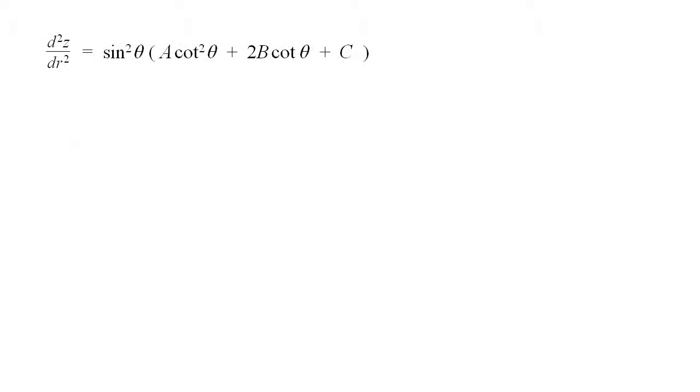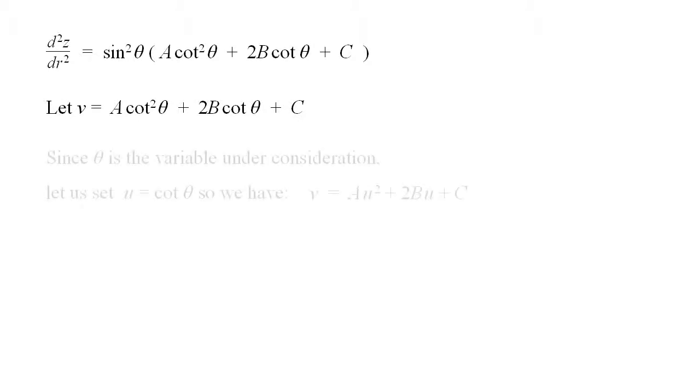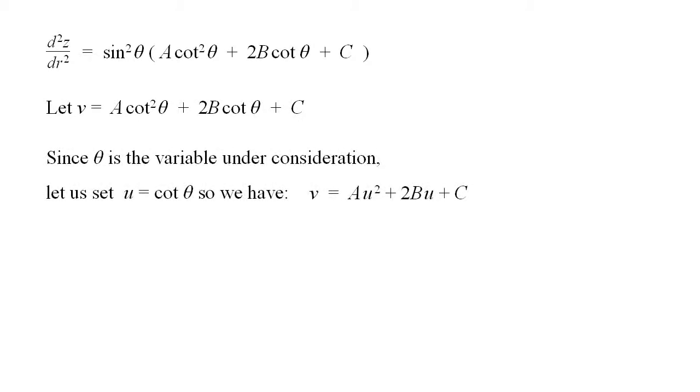So here we have the second derivative of z with respect to r. Let's let v be the expression in parentheses. Since theta is the variable under consideration, let's set u equal to the cotangent of theta so that we have v equals au squared plus 2bu plus c. Then it follows that the second derivative of z with respect to r is the sine squared of theta times v.